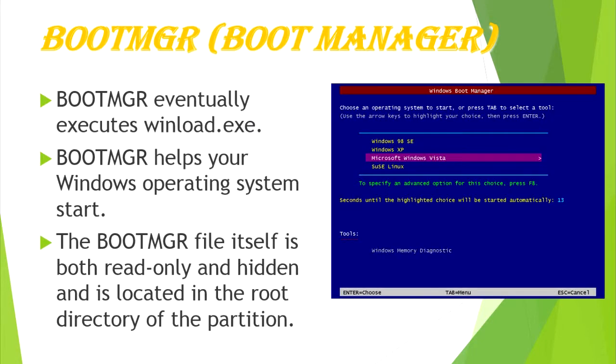Boot MGR. Boot MGR is a small piece of software called a boot manager that is loaded from the volume boot record. Boot MGR eventually executes winload.exe, the system loader used to continue the Windows boot process. Boot MGR helps your Windows operating system start. The Boot MGR file itself is both read-only and hidden, and is located in the root directory of the partition. It is found in the system reserved partition of the hard disk drive.